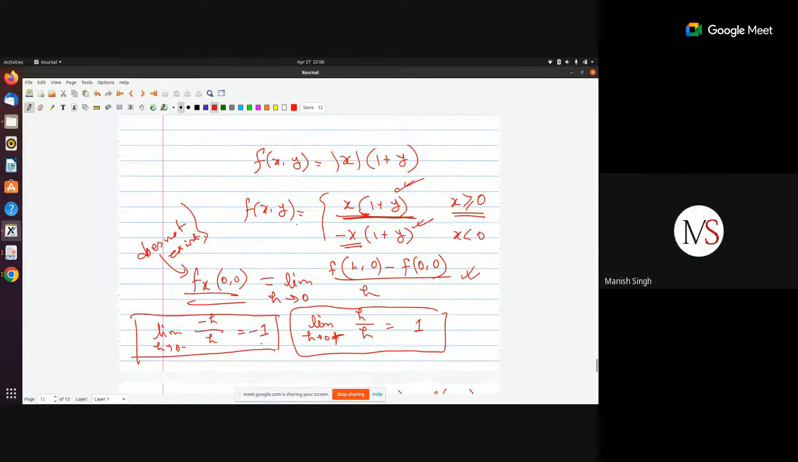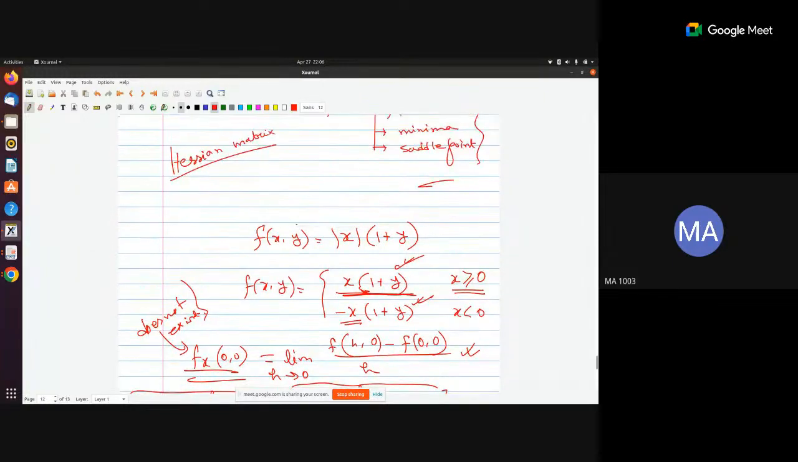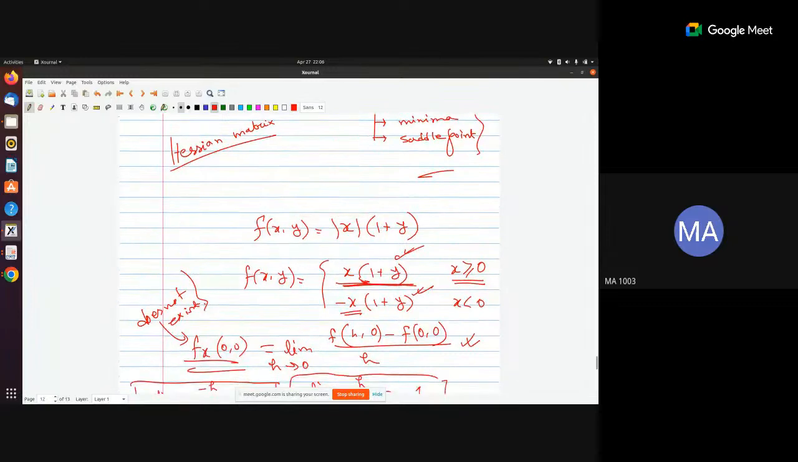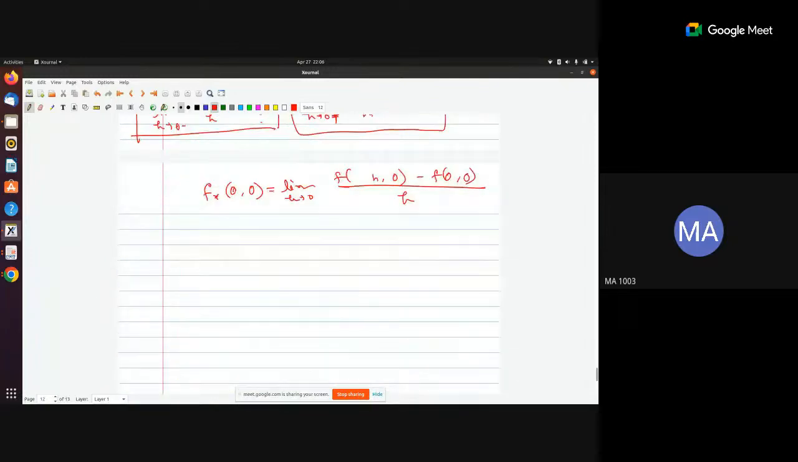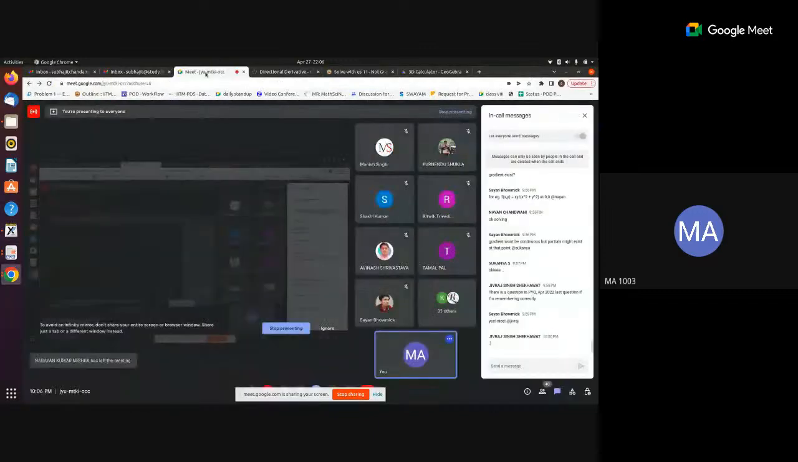Is it clear? Got it. So for this type of situation, you need to go via the definition. You cannot directly calculate it. Understood? Okay, fine. So this is there.